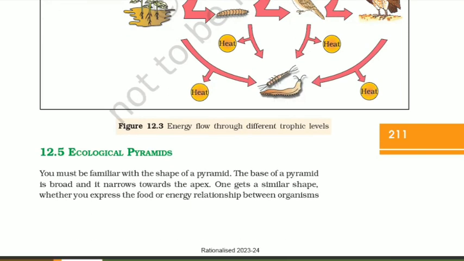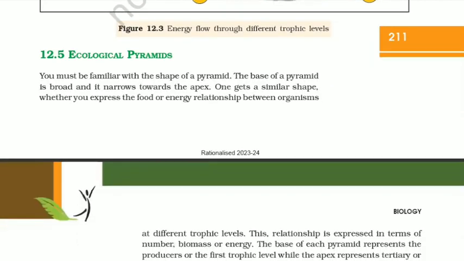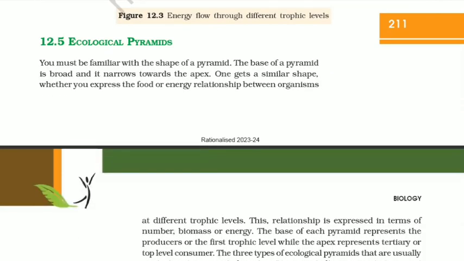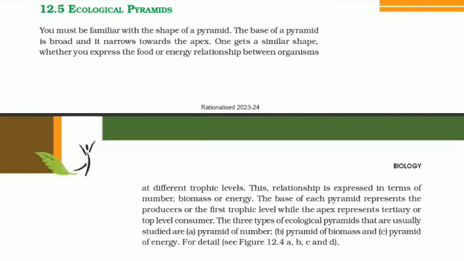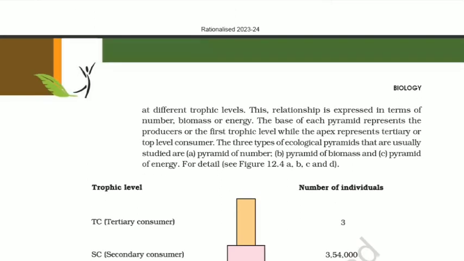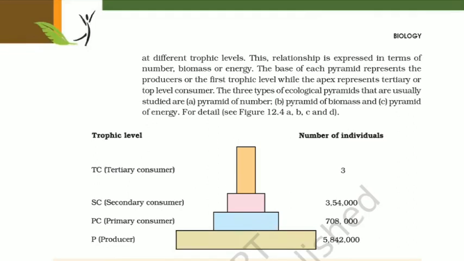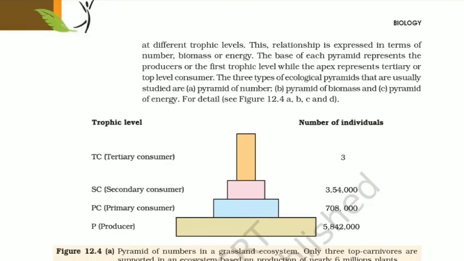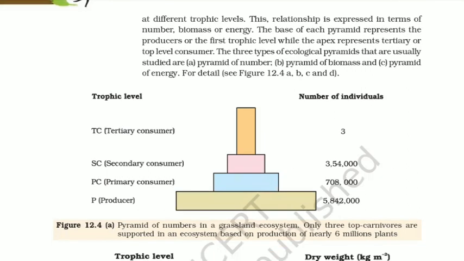12.5 Ecological Pyramids. You must be familiar with the shape of a pyramid. The base of a pyramid is broad and it narrows towards the apex. One gets a similar shape whether you express the food or energy relationship between organisms at different trophic levels. This relationship is expressed in terms of number, biomass, or energy. The base of each pyramid represents the producers or the first trophic level, while the apex represents the tertiary or top-level consumer.